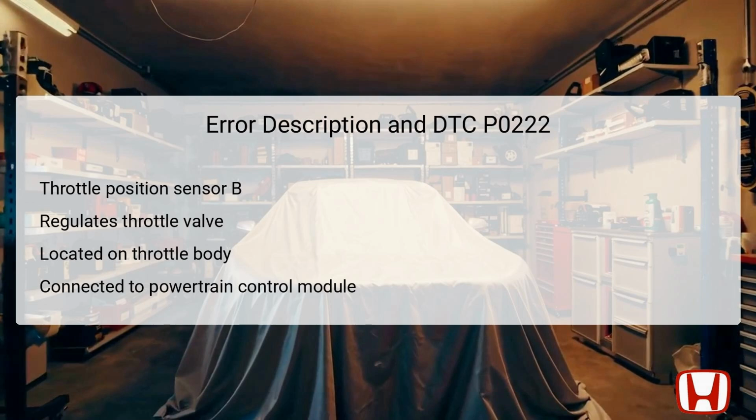If the TP sensor B fails to send an appropriate signal indicating the throttle position due to low voltage, it can affect the engine's overall functionality. The throttle actuator, as part of the system, then adjusts accordingly based on the inaccurate feedback received from the TP sensor, potentially leading to performance issues. Understanding the layout and connection of these components forms the basis of diagnosing issues linked to this DTC.